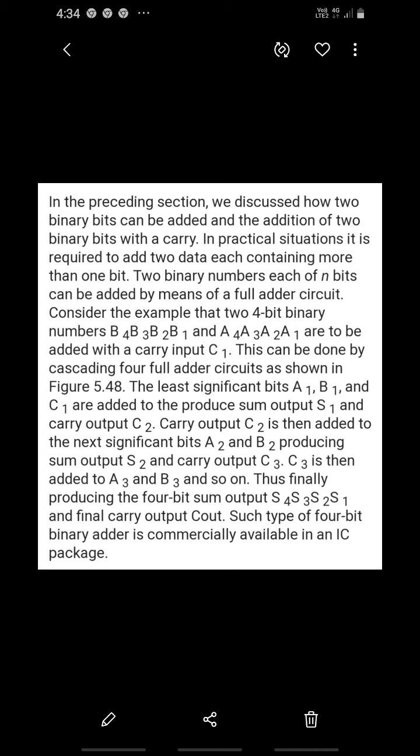C3 is then added to A3 and B3 and so on. Therefore, the final adder produces the 4-bit sum output S4, S3, S2, S1 and the final carry output. Such a type of 4-bit binary adder is commercially available in an IC package.